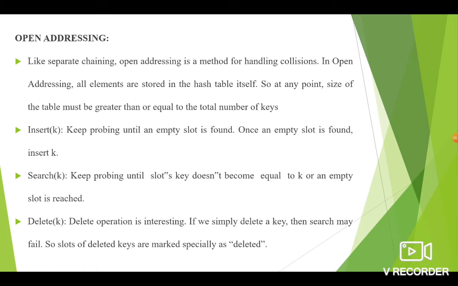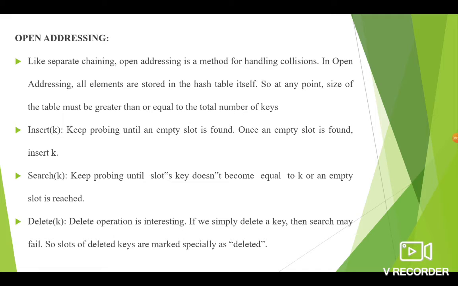The next method we are going to discuss is open addressing. Like separate chaining, open addressing is another method which is used to handle the collision. In open addressing, all the elements are stored in the hash table itself. We don't need to go for a separate list. All the elements are stored in the same table itself. Then how does it handle the collision? That is the procedure.